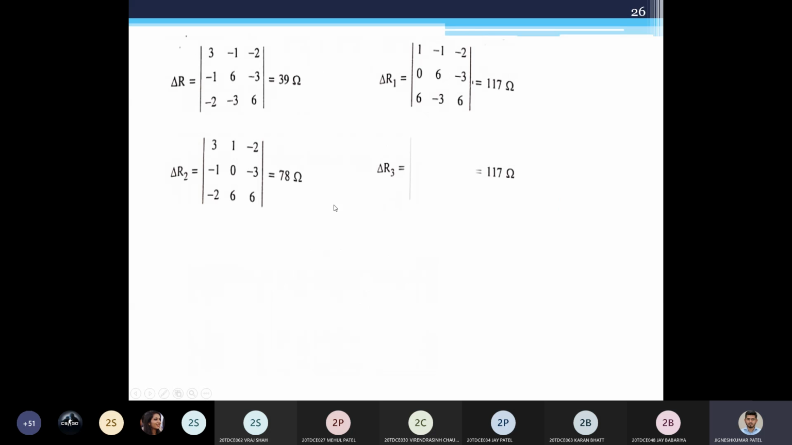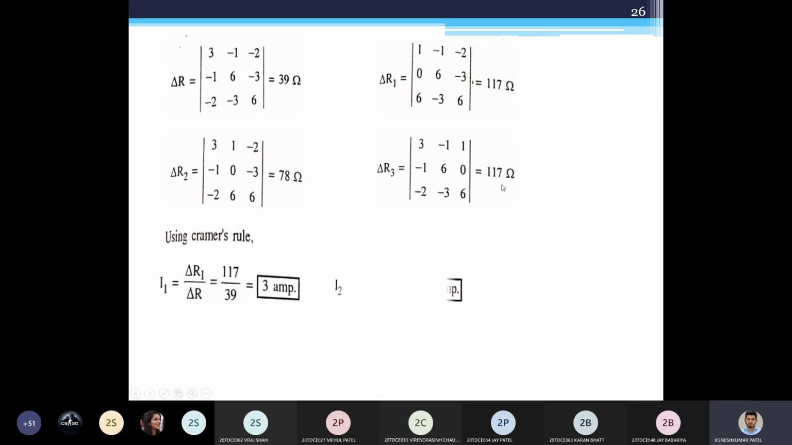But after solving, the values will be like this. The numerical value would be 39 for delta R. Delta R1 will be 117, R2 would be 78 and R3 would be 117. And at the end, I'll get this value. 3 ampere, 2 ampere and 3 ampere is my final answer.